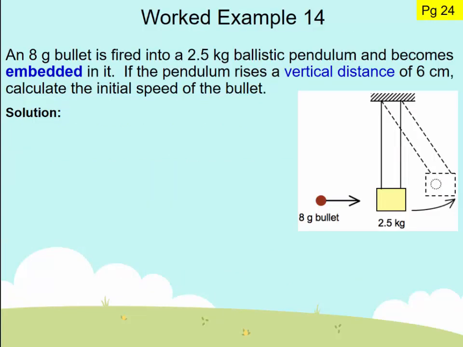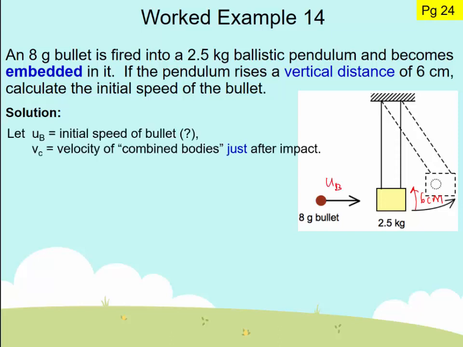Let's look at worked example 14. In this example, we have a bullet that is embedded into a ballistic pendulum, which will rise a vertical distance of 6 cm. We need to calculate the initial speed of the bullet. We let UB be the initial speed of the bullet and VC be the velocity of the combined body just after the impact. Let's use the principle of conservation of momentum.